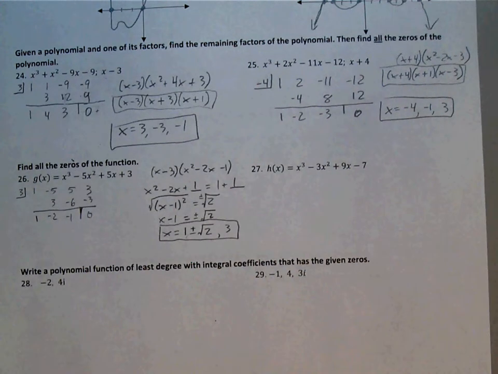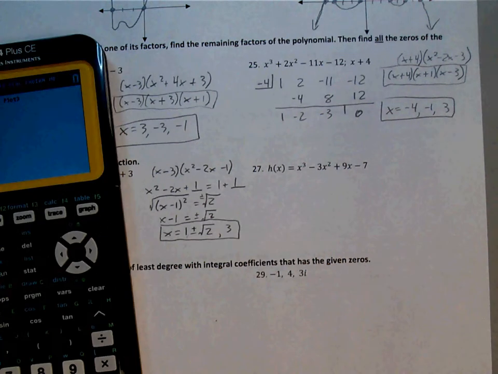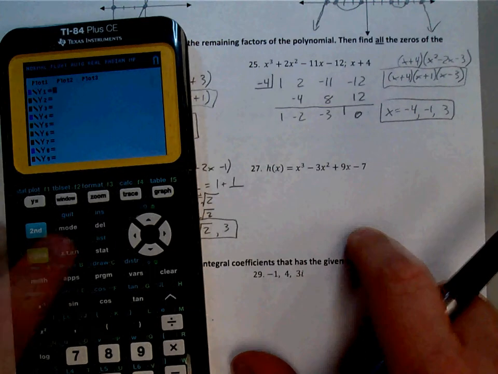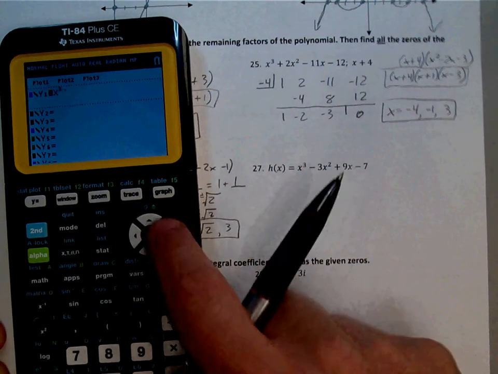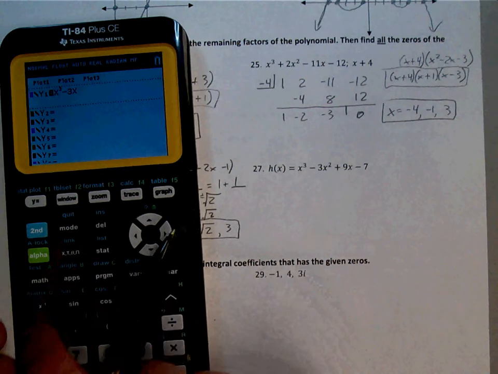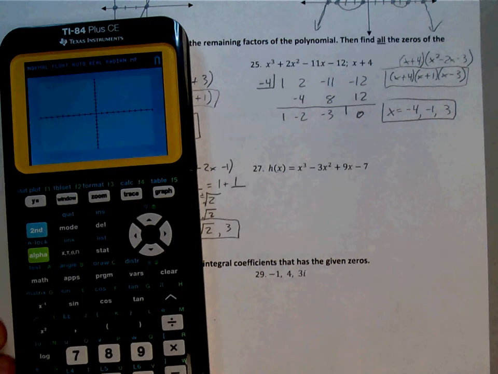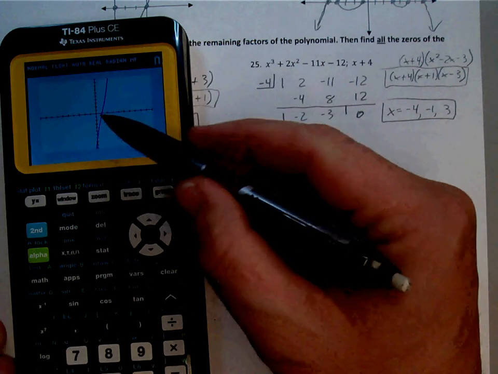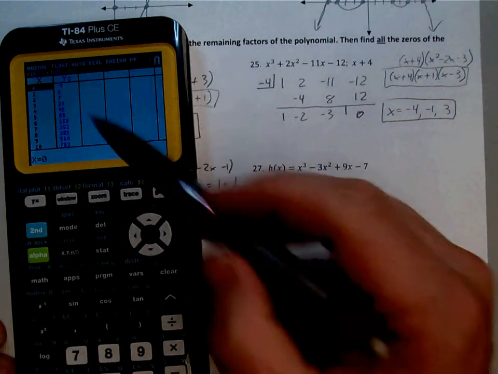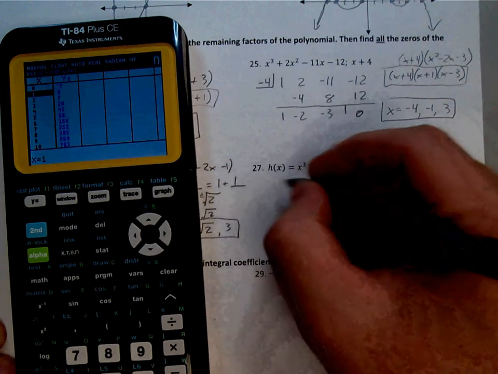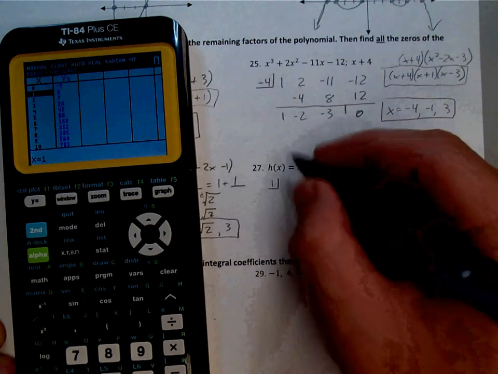Number 27. So 4 terms, doesn't look like it's an easy factor by grouping problem either, so let's just go straight to the calculator. So x to the third minus 3x squared plus 9x minus 7. I'm going to graph that. Just looking for one x-intercept. Looks like there's one there at positive 1. I'll check my table just to verify that it's 1. Yep, 1 has a 0. So I'll synthetically divide that out.